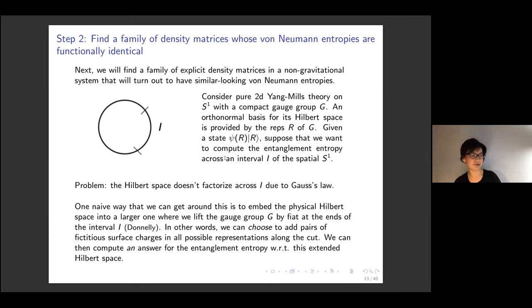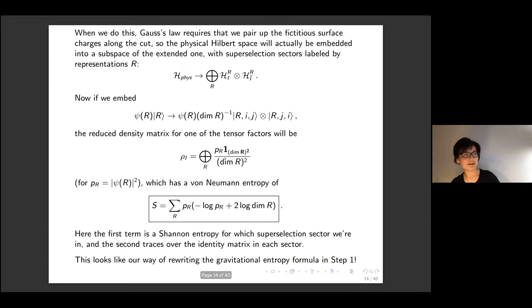You can also argue that if this gauge theory happens to be emergent from a local lattice theory with sites around the spatial S1, then this prescription will give you back the microscopic entanglement entropy of the UV theory up to a zero point entropy. But for the purpose of this talk, these details actually don't matter so much. You can just take this to be a technical step on the way to getting the density matrix whose von Neumann entropy will look like the gravity formula that we want to explain. So let me take this prescription at face value and proceed.